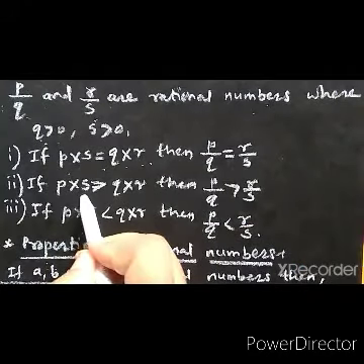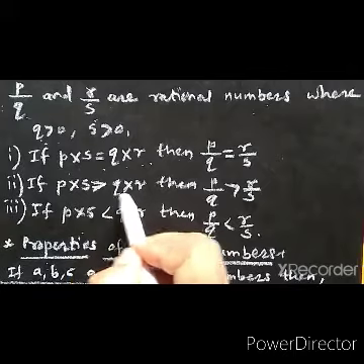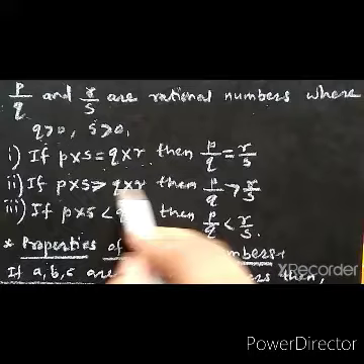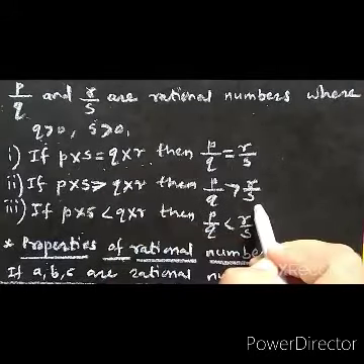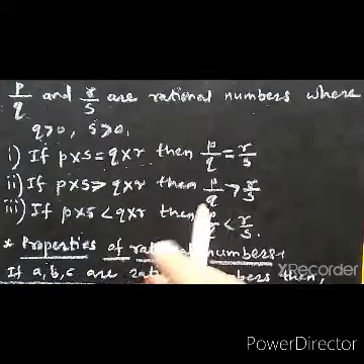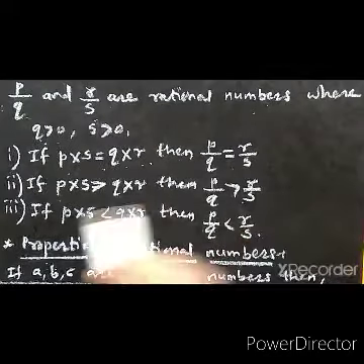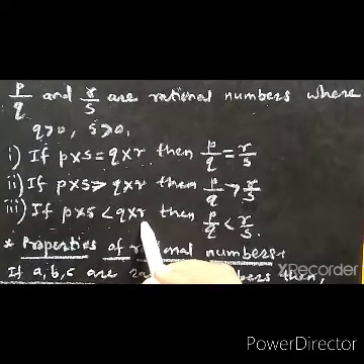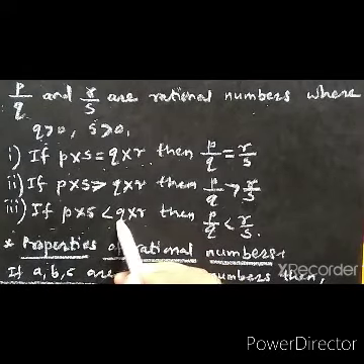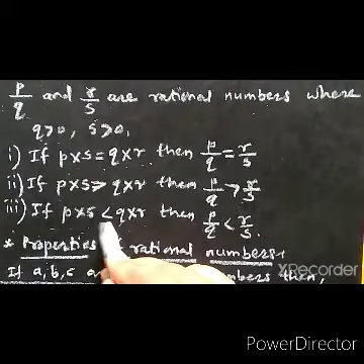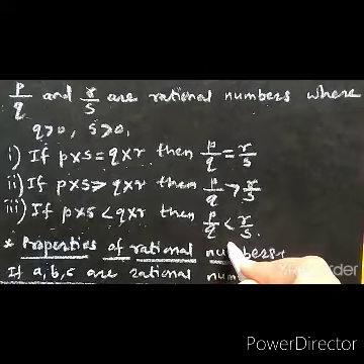Next, number 2, if P into S is greater than Q into R, then P upon Q is greater than R upon S. So we have to shift the values of Q and S. So we will get P upon Q greater than R upon S. Number 3, if P into S is less than Q into R, then shift this value to the left hand side, that is P upon Q less than R upon S. Therefore, P upon Q is less than R upon S.